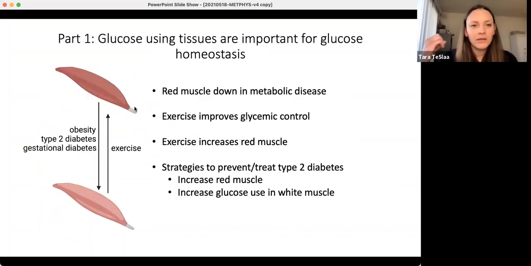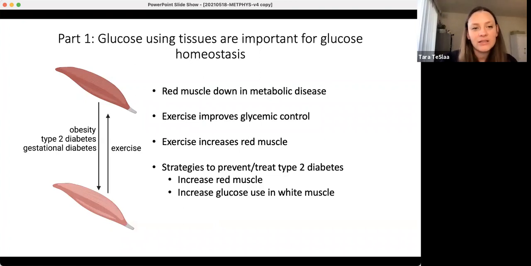This importance of red muscle in using circulating glucose seems to align really well with the literature, where it's seen that the amount of oxidative fibers or red muscle is decreased in metabolic disease, such as obesity and diabetes. And exercise, which is known to improve glycemic control, both increases glucose uptake in white muscle and increases the amount of red muscle. So I think it's really interesting to think about strategies that could increase the amount of red muscle or increase glucose use in white muscle to treat type 2 diabetes.